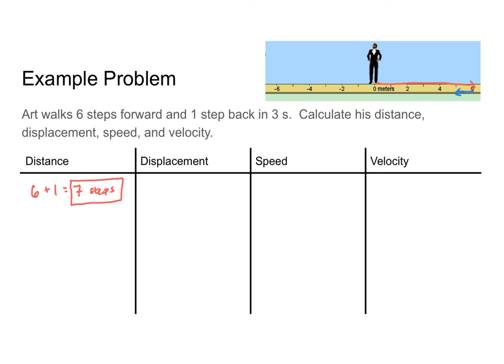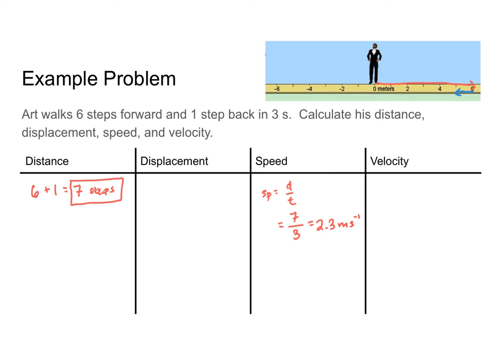We're just adding numbers. Calculating my speed, I know speed is equal to distance divided by time. So I calculated that my distance was 7 steps. The time it took to do that was 3 seconds. And so it took him 2.3. So he was traveling at a speed of 2.3 meters per second.